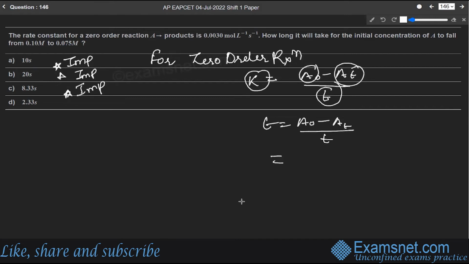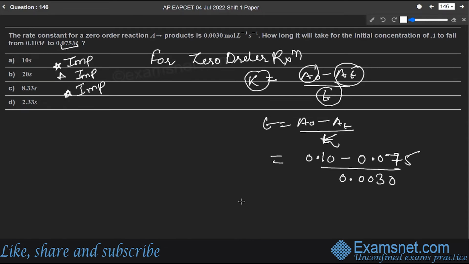So a naught, the initial concentration, is already given to us, and the final is also given. So they're asking us to subtract 0.10 minus 0.075, divided by k, right? So when you divide this by k, what is your k? Your k is 0.0030. So after subtraction, you can easily get the answer.